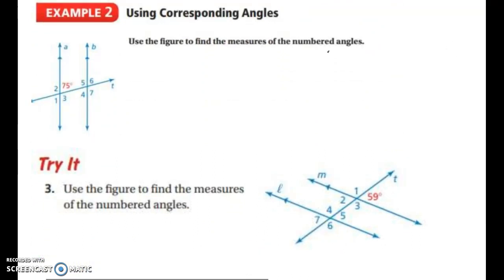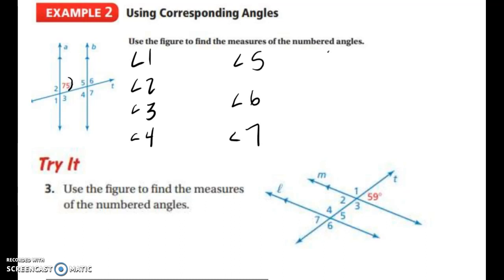All right, corresponding angles. So we're going to use corresponding angles to figure out all 7 of those angle measurements. So I'm just going to write down angle 1, angle 2, angle 3, angle 4, angle 5, angle 6, and angle 7, because we're going to figure out what all of those actually equal. They gave us the angle of 75 degrees, and so I'm going to use corresponding angles to figure out which ones also are equal to 75 degrees.